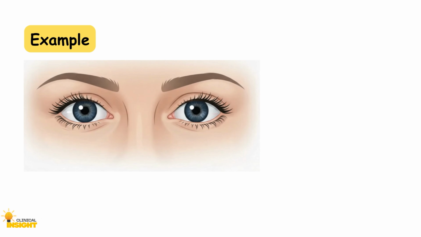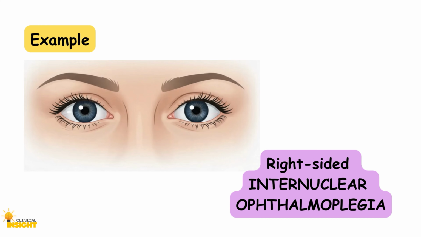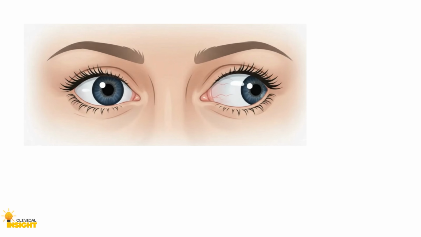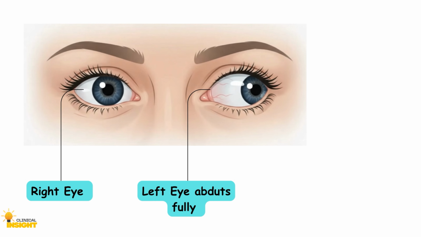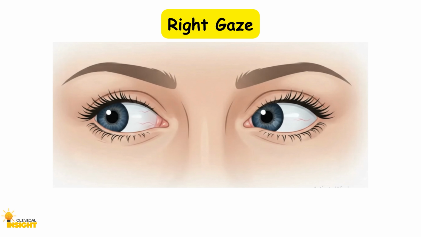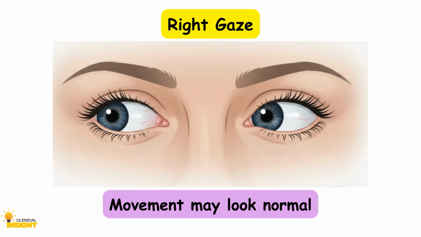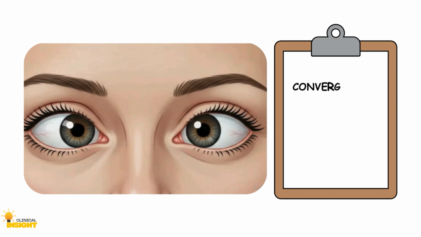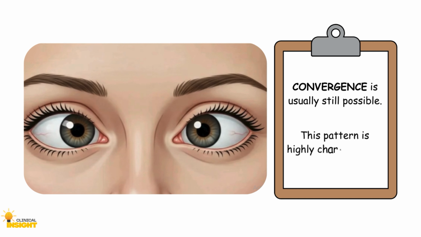Let's look at a clear example. Imagine a patient with right-sided internuclear ophthalmoplegia. When they look to the left, the right eye does not adduct fully, while the left eye abducts and often shows nystagmus. On right gaze, the movements may look normal. Convergence is usually still possible. This pattern is highly characteristic.